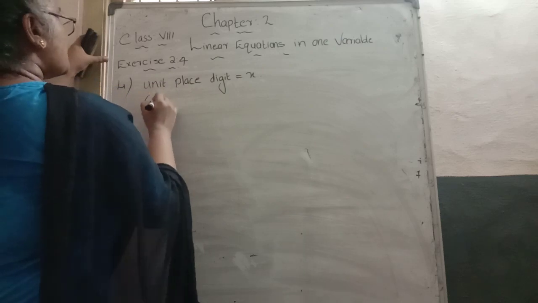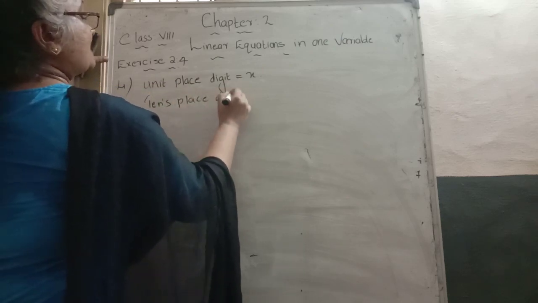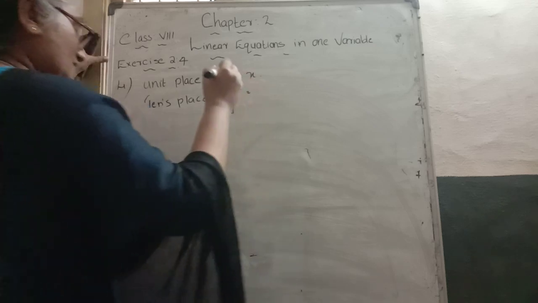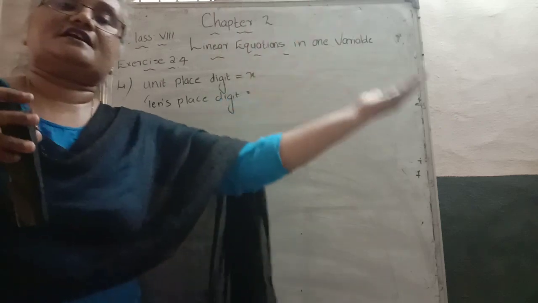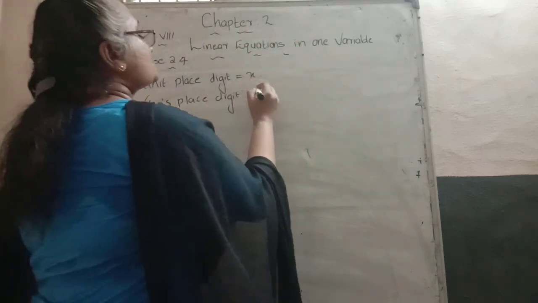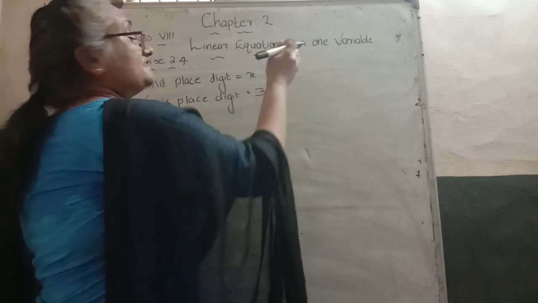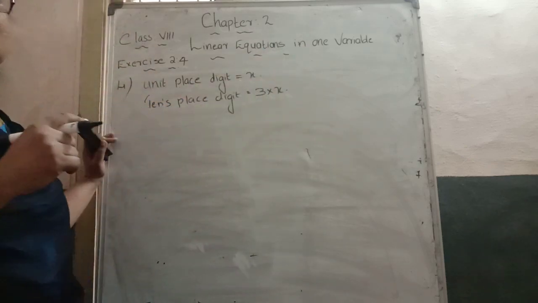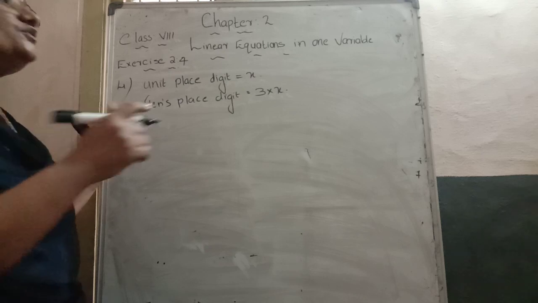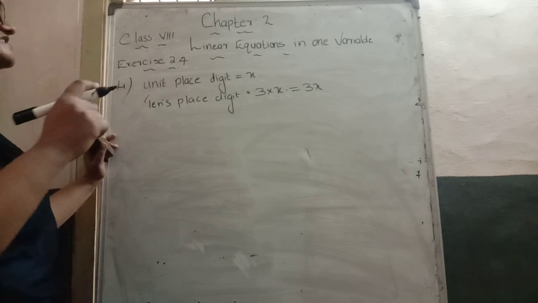Then the tens place digit we consider as equal to 3 times the other number. 3 times means 3 into the other number. The other number means the unit place number. Which is the unit place digit? x. So 3 into x becomes how much? 3x is our tens place digit.